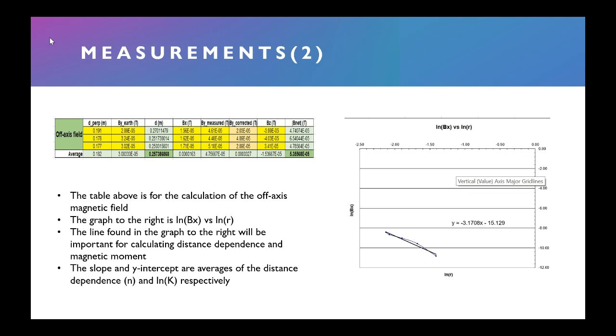The table above is for the calculation of the off-axis magnetic fields. The graph to the right is the log of Bx versus the log of r. The line found in the graph to the right will be important for calculating distance dependence and magnetic moment. The slope and y-intercept are averages of the distance dependence n and the log of k, respectively.